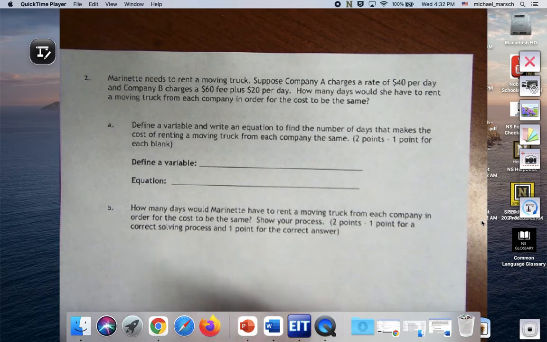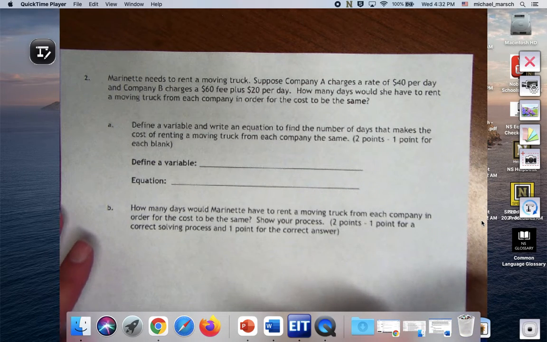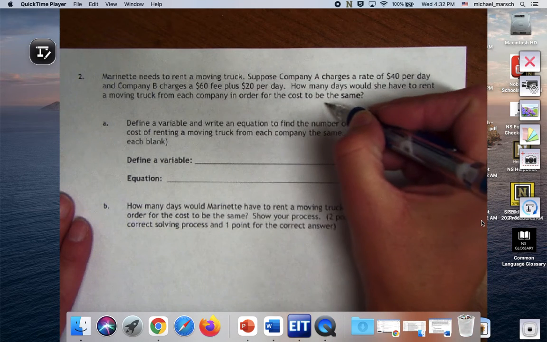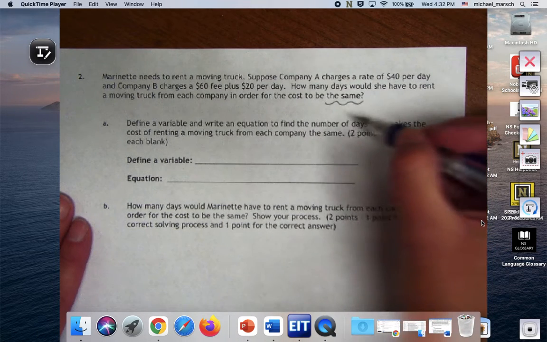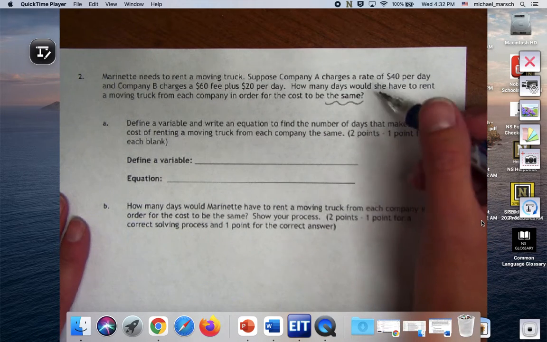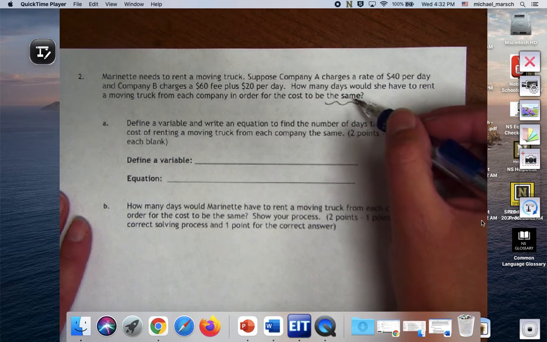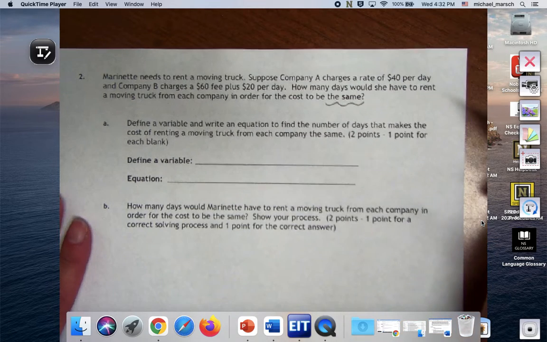Marionette needs to rent a moving truck. Suppose Company A charges a rate of $40 per day, and Company B charges a $60 fee plus $20 a day. How many days would she have to rent a moving truck from each company in order for the cost to be the same? Remember those? This was the Movie Time Color Show in our note packet. This was also the car wash, Tina and Jim's car wash situation, right?